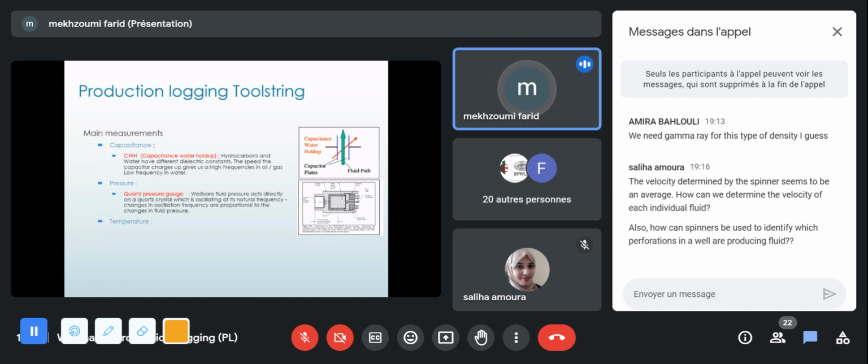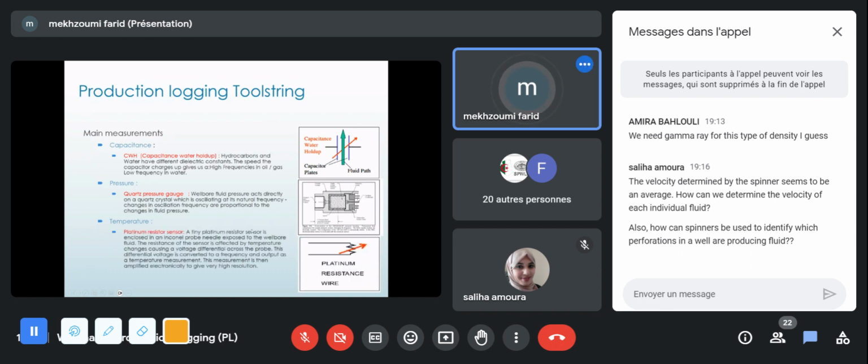For example, if I make a pressure test in the lubricator, I know this value, and I can check whether the tool is reading the same value or not. Temperature is a platinum resistor sensor. It's the same thing here: when we have more heat, the electricity also changes, and they can get the temperature. Because we have the master calibration, I can know my downhole temperature.